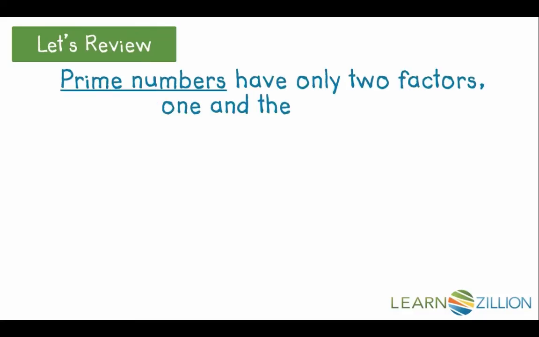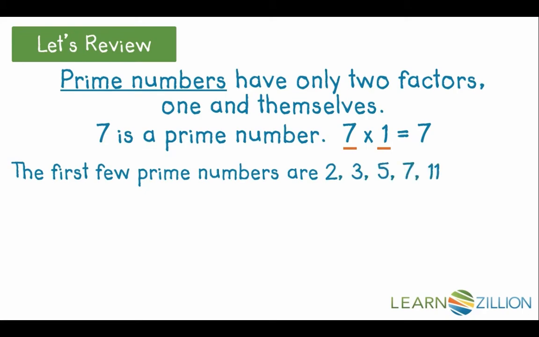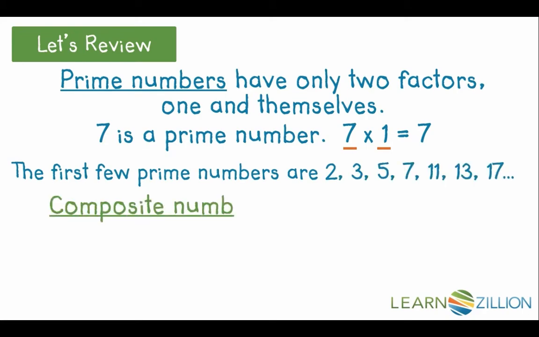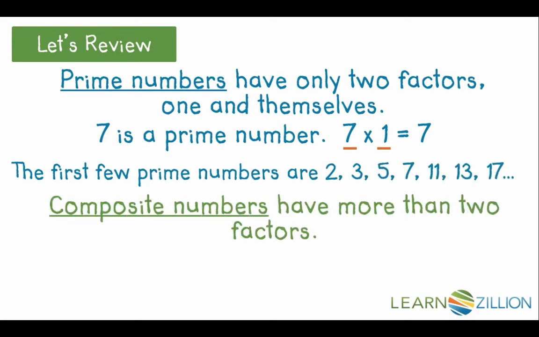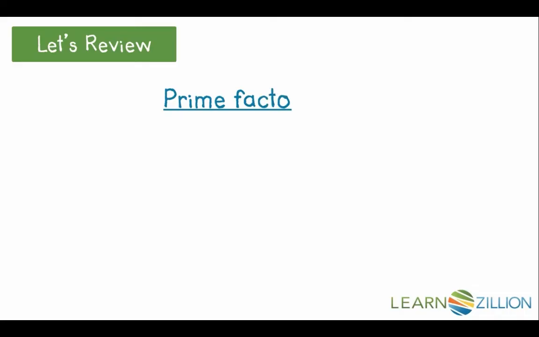Remember, a prime number has only two factors, one and itself. 7 is prime because 7 and 1 are its only whole number factors. The first few prime numbers are listed on your screen. Composite numbers have more than two factors. 10 is composite because it has more than two factors.